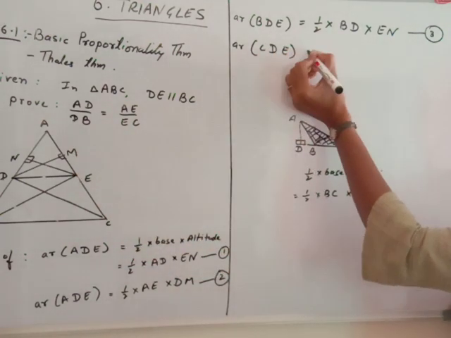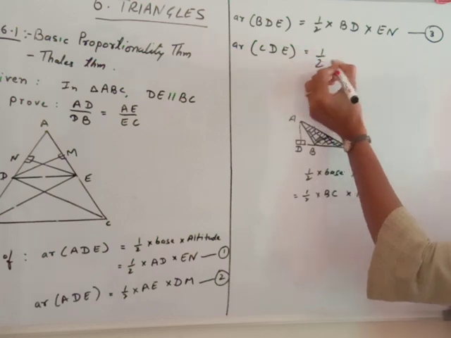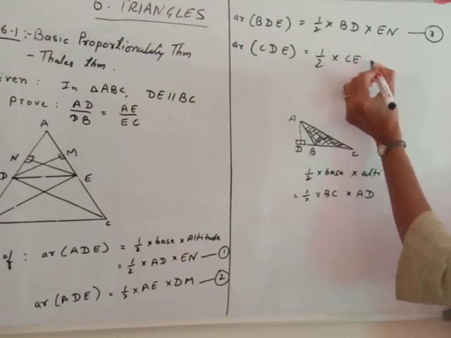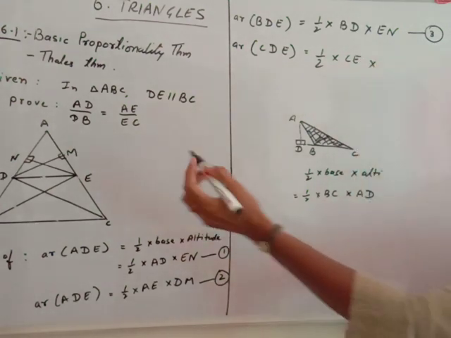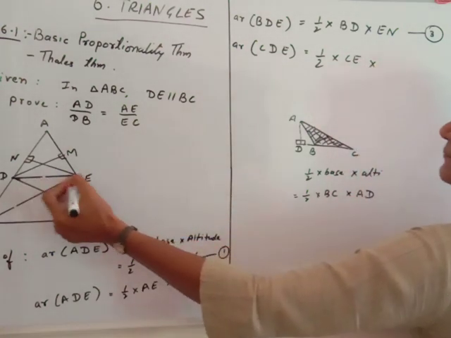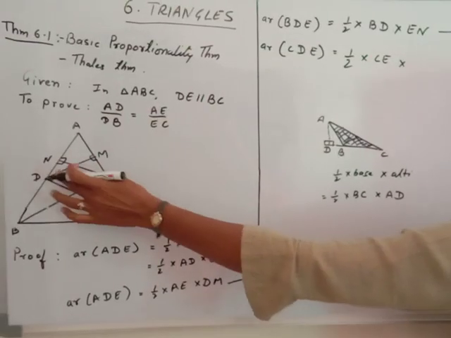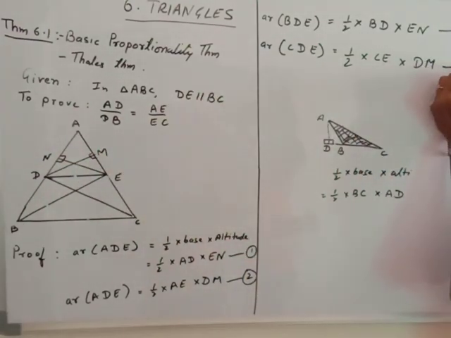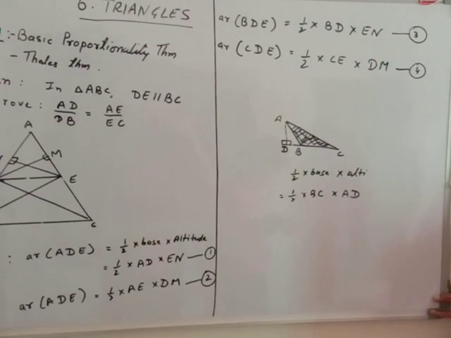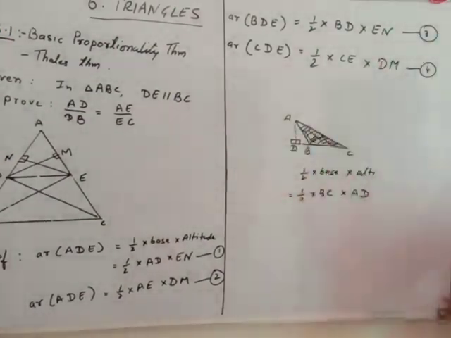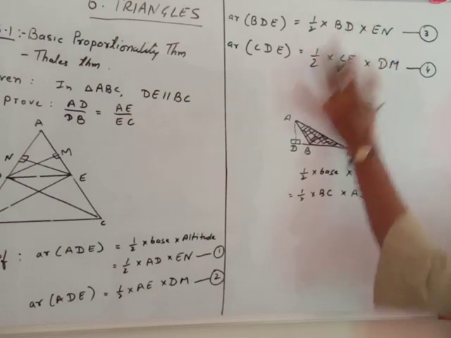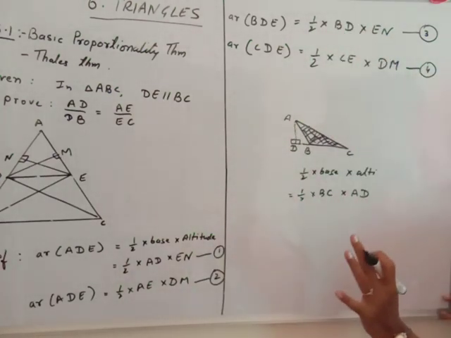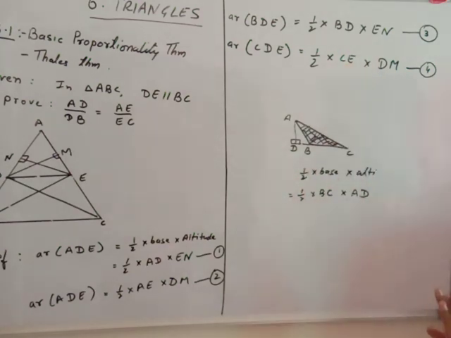CED. So here also the same thing. Half into base. What is base? CE. Into what is altitude? And this is a triangle and the altitude is outside, and the altitude is DM. So this is my 4th. So in short, the theorem is over. Only we have to make the arrangement. But these 4 equations must be clear to you, how they are coming, that must be clear to you.